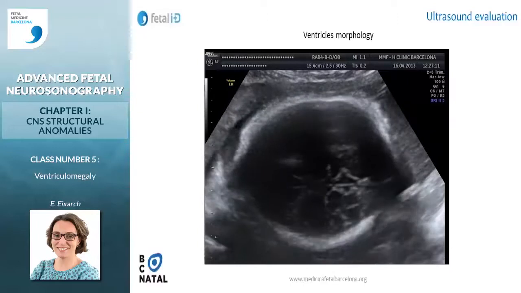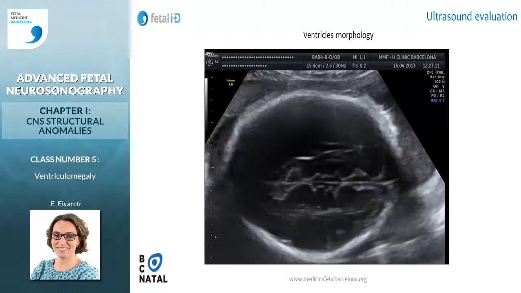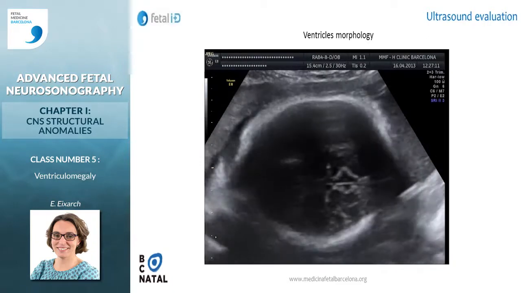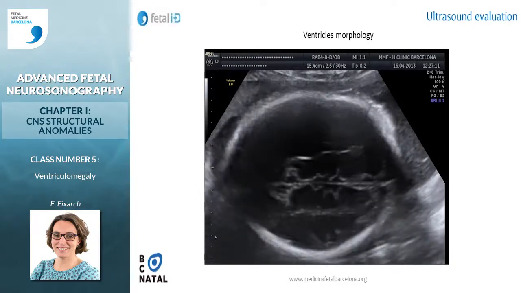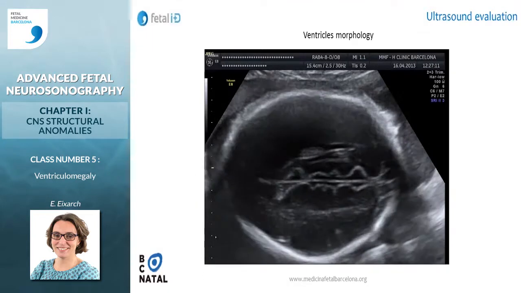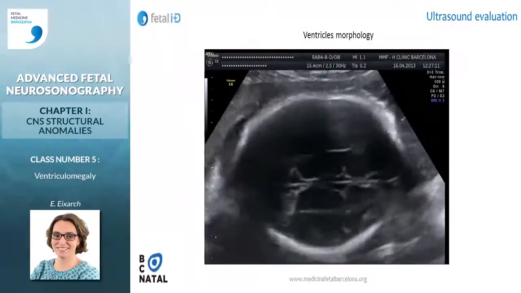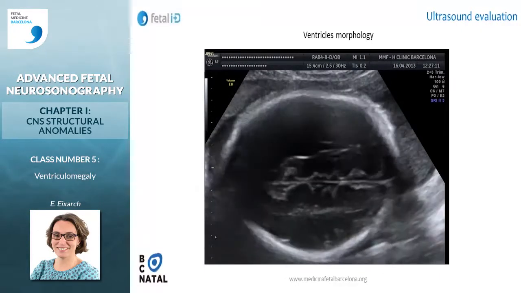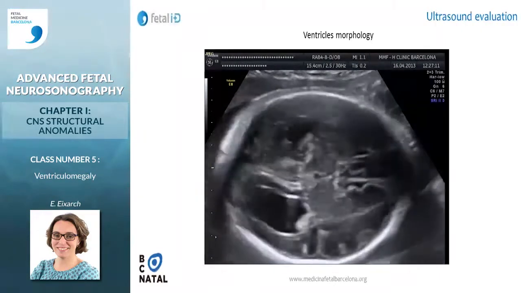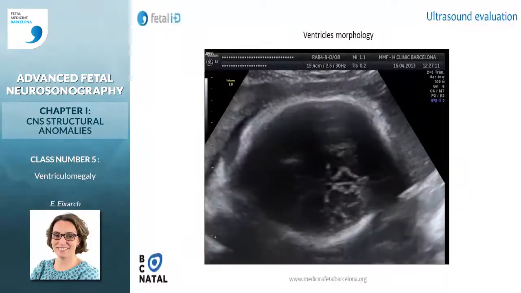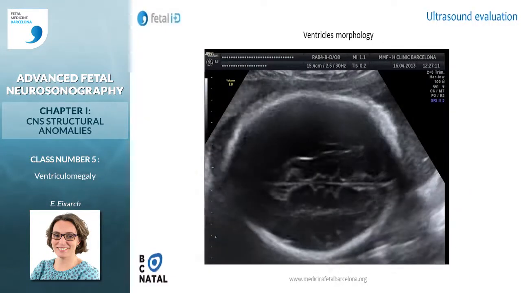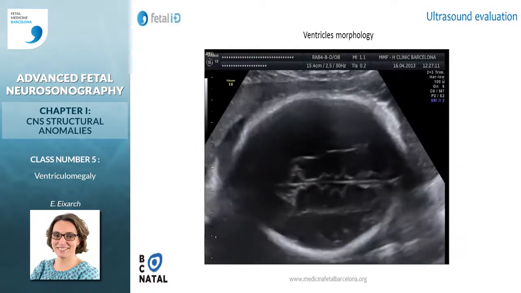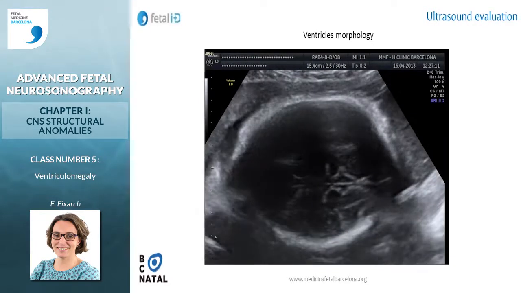So, once we have the measurement, we are going to focus on other things that will help us to suspect a pathology. One of them is the morphology of the lateral ventricles. In this video, we can see how the lateral ventricles are disposed in parallel, and we are unable to detect a cavum septum pellucidum. This image is of high suspicion of corpus callosum agenesis. Just seeing the absence of cavum septum pellucidum and the morphology of the lateral ventricles, we can think of a pathology.